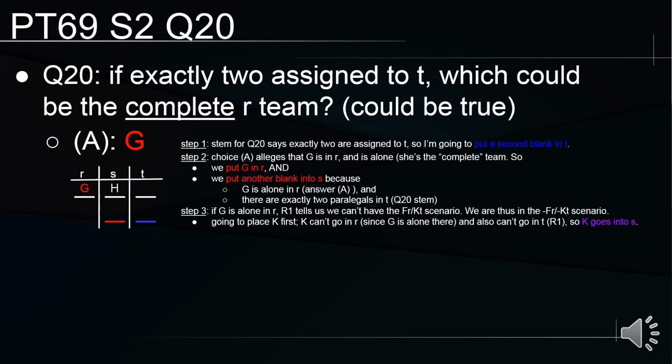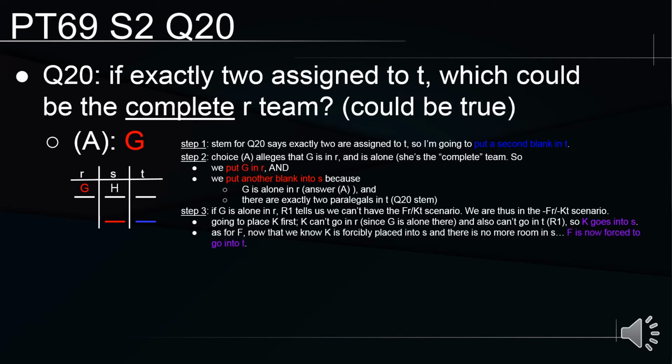The question stem from question 20 tells us that there are only 2 people in Team T. And even if there's space for 2 people there, none of those spaces can go to K, because since G is alone, F isn't in R, and if F isn't in R, we cannot put K into T. So the only place K can go is S, because it can't go into R, can't go into T.